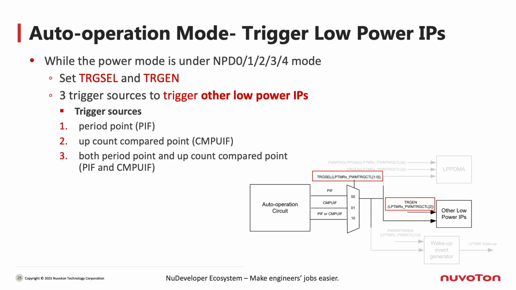In normal power down mode, another way to trigger other low-power peripherals is by using auto operation mode. Set TRGEN to enable the trigger function. Set TRGSEL to select the trigger source. You can choose the period point, the upcount compare point, or use both as trigger sources. This allows the low-power timer to automatically coordinate actions with other peripherals without CPU intervention.